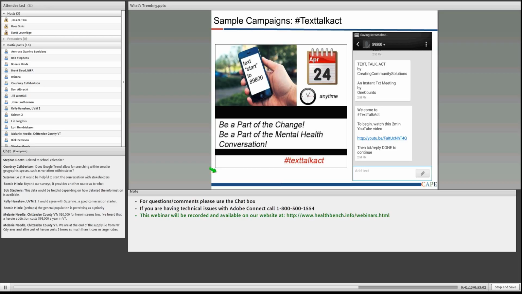So some of these campaigns don't necessarily need to happen via Twitter or Facebook. As long as you have a smartphone and a texting plan, they can be done in ways like this as well.